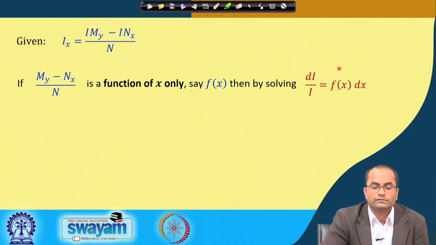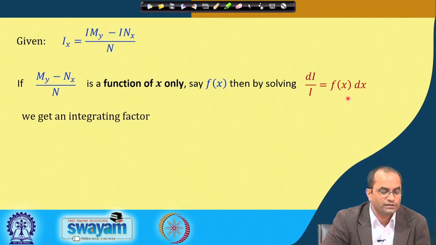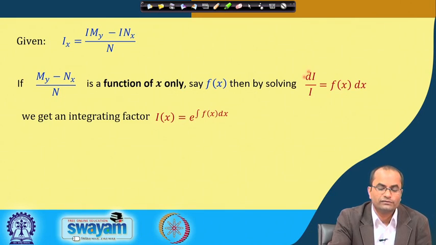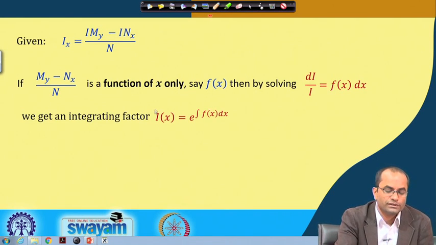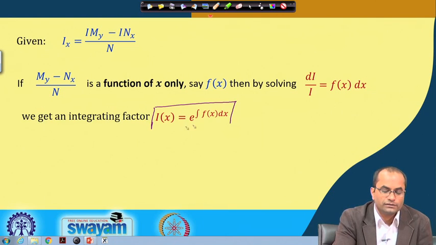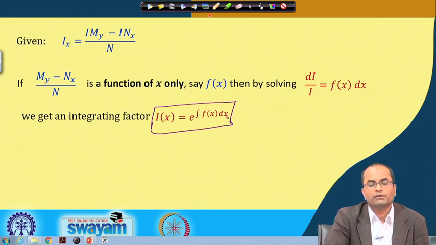So, this is a simple differential equation. If this f(x) is a simple function, then we can get this integrating factor from here, because the logarithm of I is equal to the integral of f(x) dx. So, this I(x) is equal to the exponential of the integral of f(x) dx. So, that will be the integrating factor.